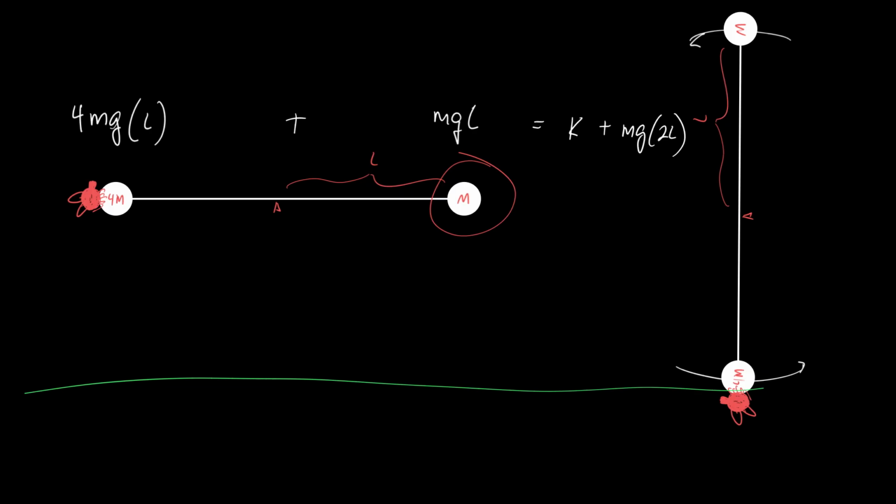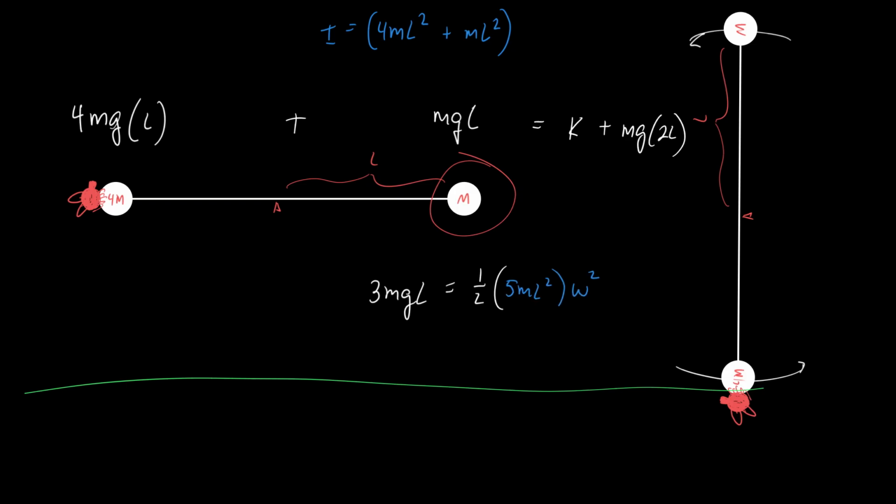Excellent. So in doing this, I have 5mgL on one side and mg times 2L on the other side. That's 3mgL equals 1/2 moment of inertia. Let's see. I've got 4mL squared plus mL squared. That's got to be the moment of inertia of the system, right? 2 point masses, each a distance L away from the pivot point. One of them has a mass of 4m, one has a mass of m. You just add up moments of inertia. That sounds like 5mL squared right there.